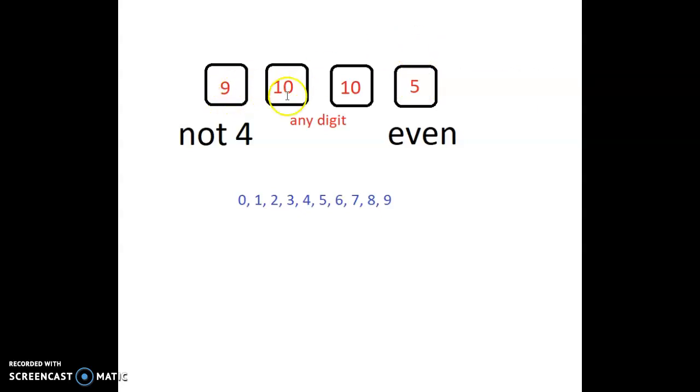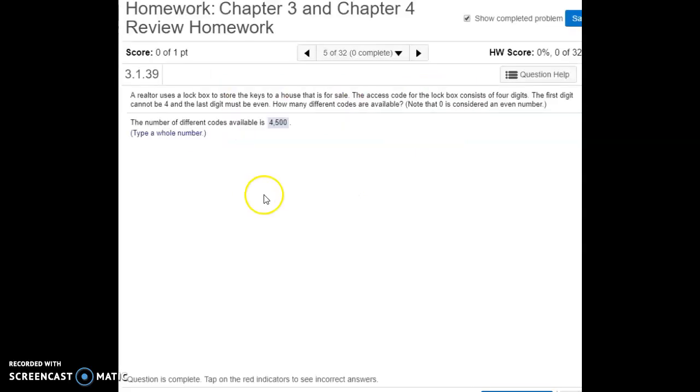And so multiply these 4 things together, 9 times 10 times 10 times 5, and that gives you the total number of possibilities there are for the code on this lockbox. And the result of that multiplication is 4,500.